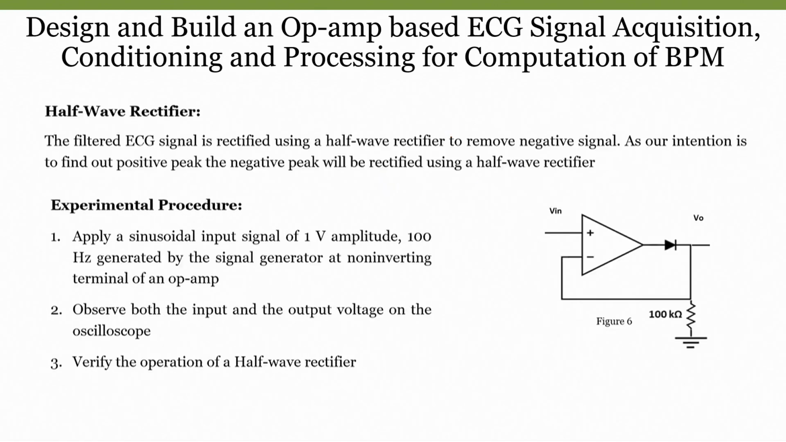Now, if we see our half wave rectifier, since we require to remove our negative signal, right, as our intention is to find our positive peak, the negative peak will be rectified using this half wave rectifier. Now, how does it work? If you clearly see, the input is connected to the positive terminal, and forget about the diode right now. If this diode is not there, how does it look like? It is nothing but our voltage follower.